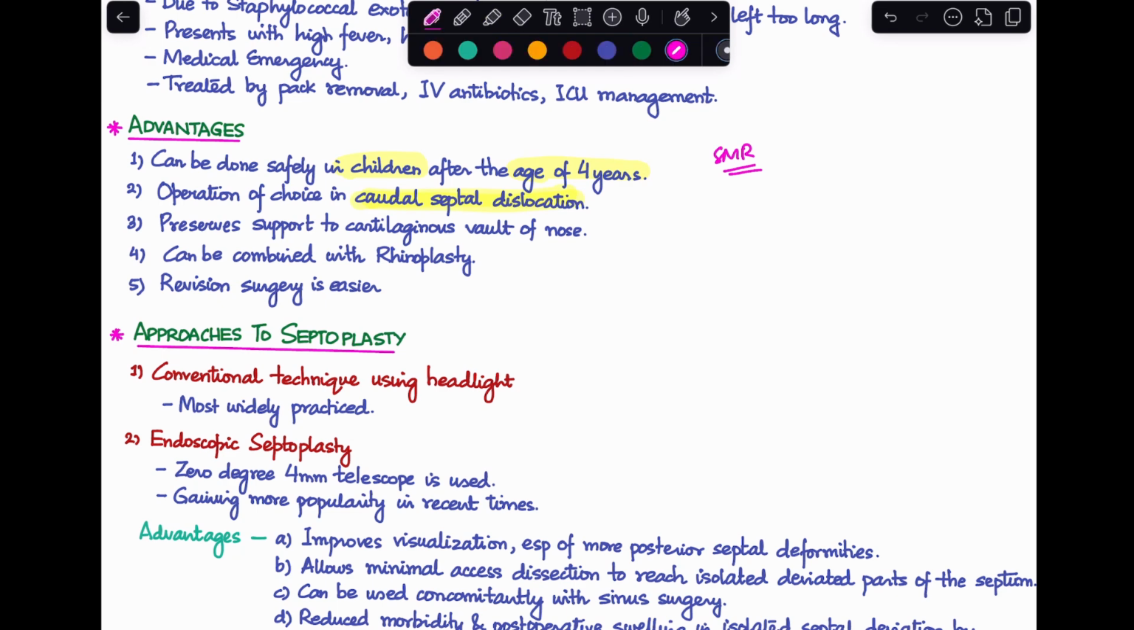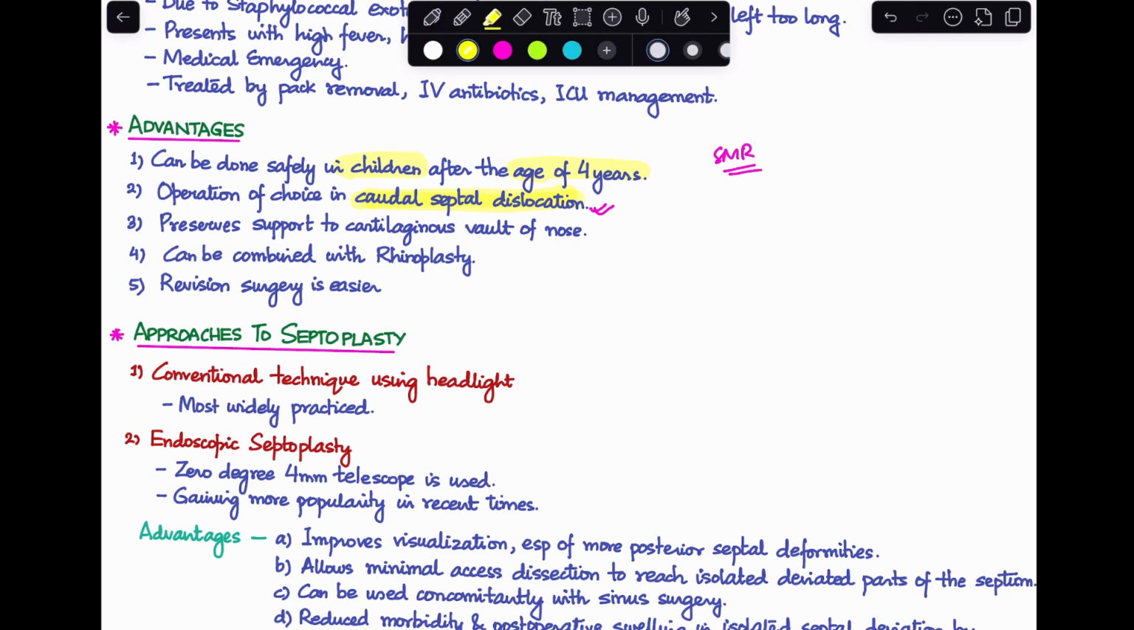Killian's incision is given in SMR, which is basically given a centimeter behind the caudal end of the septal cartilage. So you cannot do an SMR for a caudal septal dislocation. For that, only septoplasty is the operation of choice.